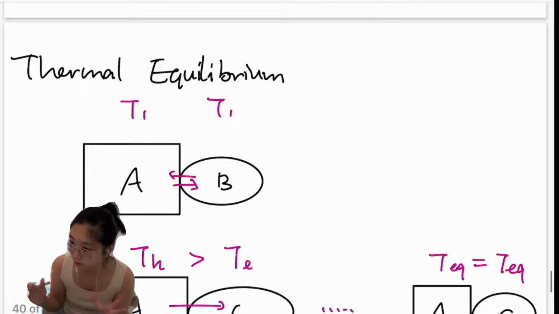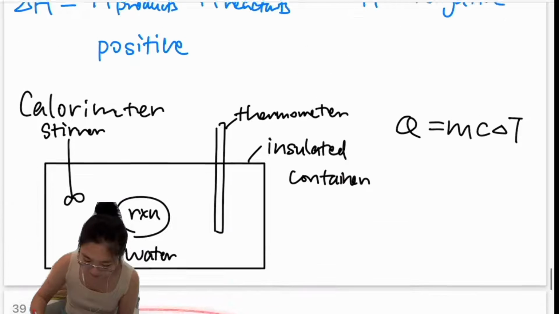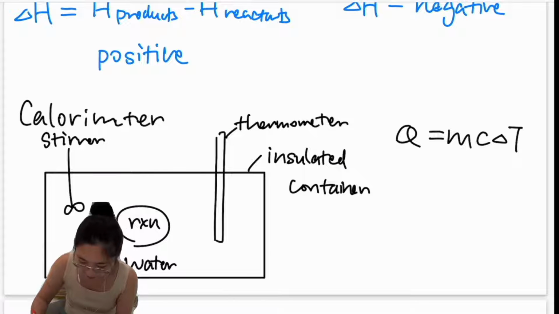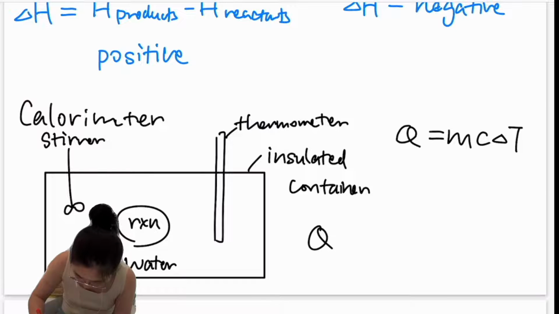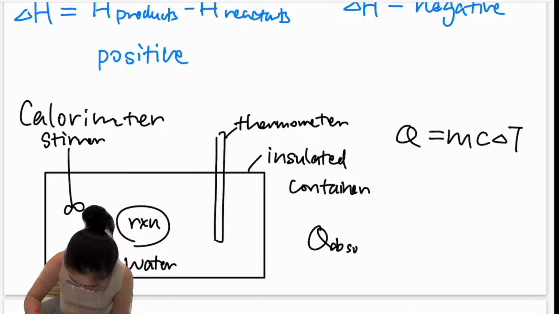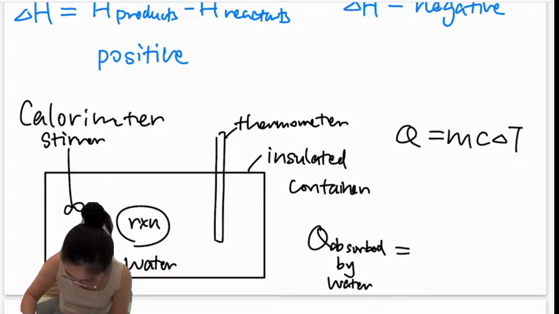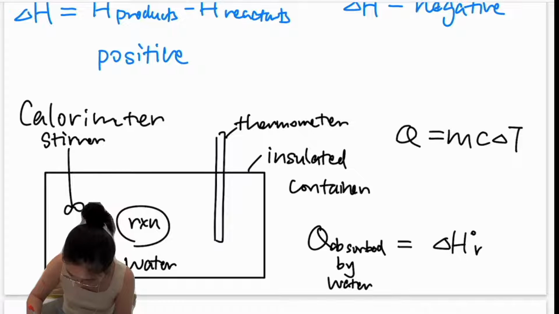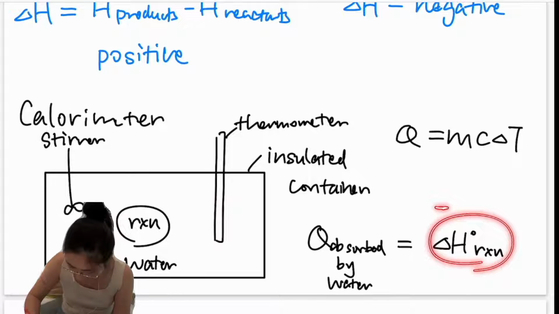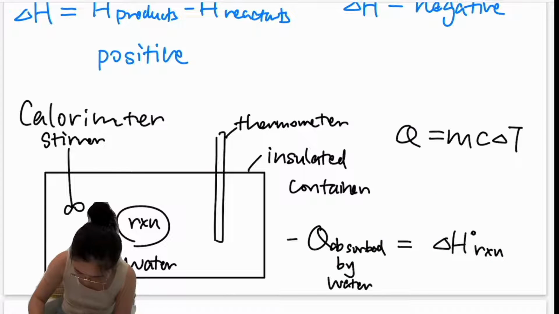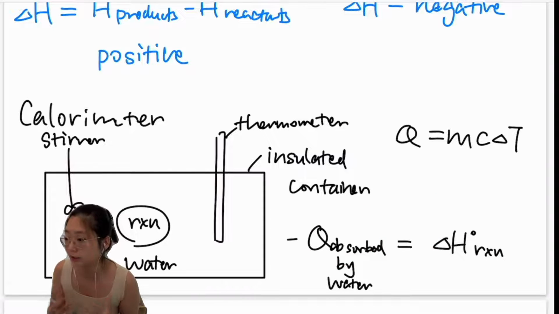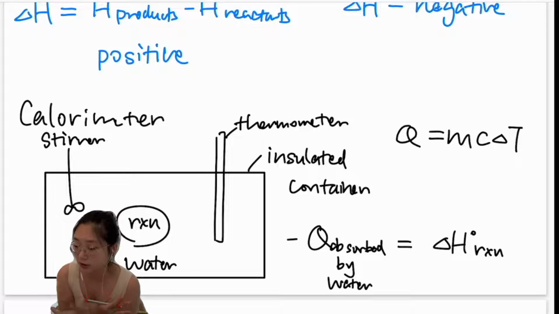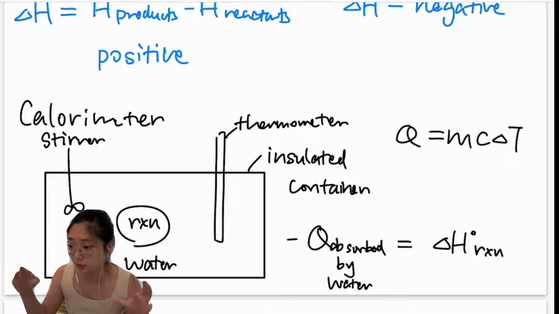Okay, so now we know what equilibrium is. Using the concept of equilibrium, we can use calorimetry because the amount of heat absorbed by water is equal to the amount of heat that is released by the reaction, which is the enthalpy change of the reaction. Of course, this will be a negative value, and this is a positive value, so I will have to put a negative sign. The amount of heat released by the reaction is all captured by the water, assuming that this is a perfectly insulated container, then these two values will be equal to each other.